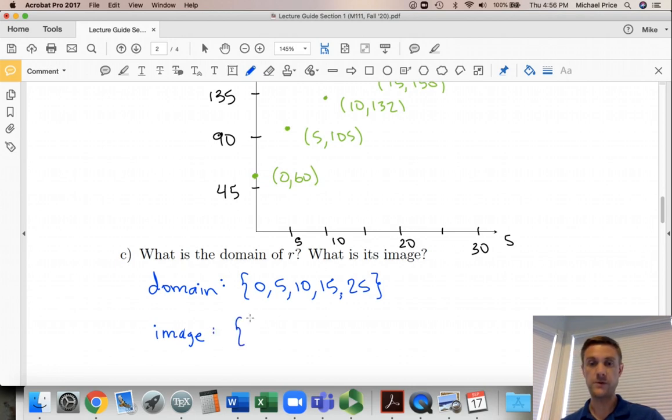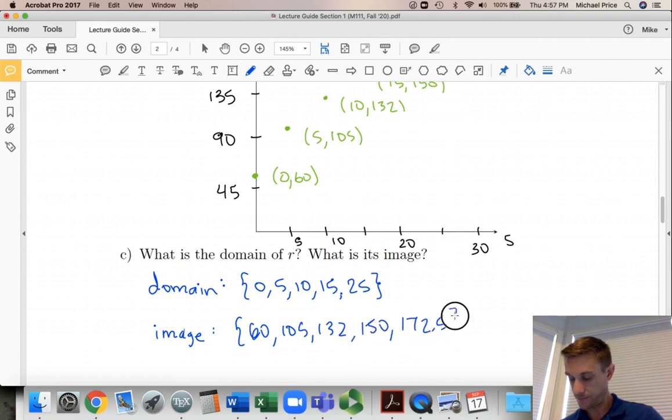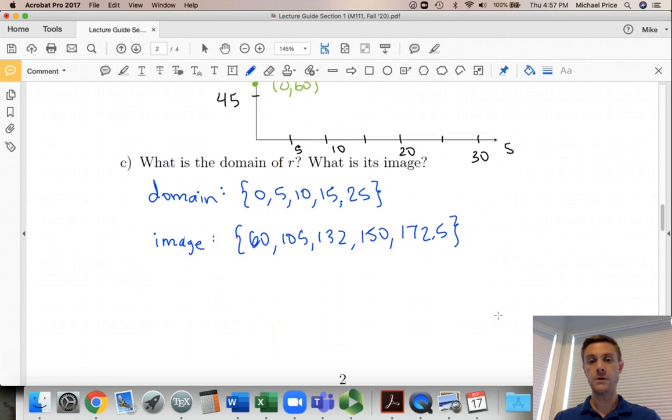And then our outputs, so our list of all the possible results that can come out of this function is our image, and those would be a list of all these second components. So 60, 105, 132, 150, and 172.5. And unlike the last table we saw with the animals and the ages and all that, there aren't any repeats here. So there are 5 inputs and 5 distinct outputs to go with.